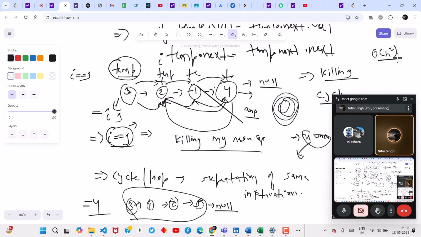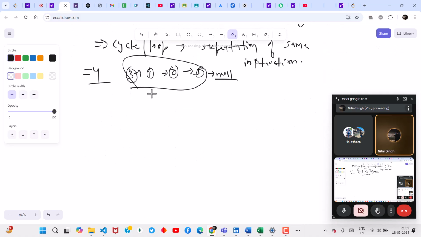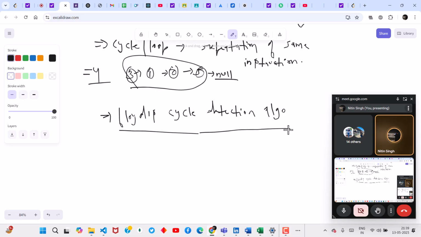So how can I optimize it? How can I make it big O of n? How can I optimize the given solution from n squared to n? To optimize the current approach, there's an algorithm called Floyd cycle detection algorithm. Fine.